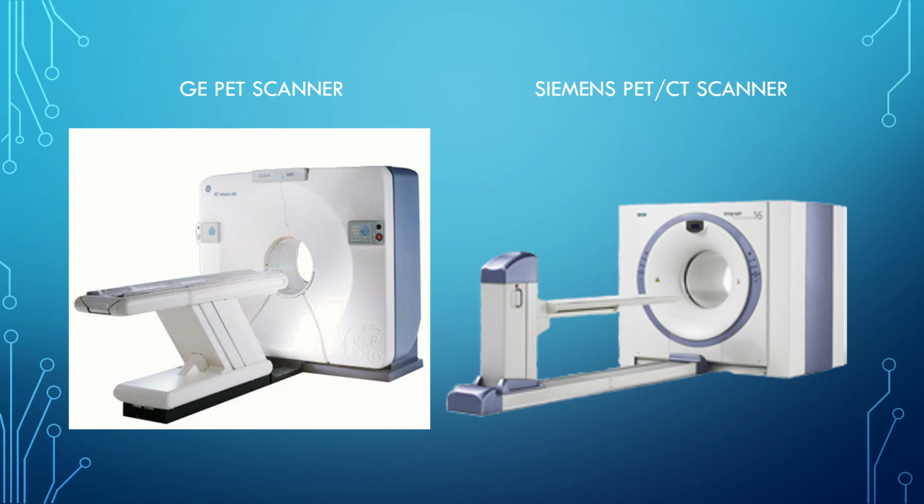These are a couple examples of some older PET scanners, a GE standalone PET and then the Siemens PET CT scanner. Modern designs look very similar, although they have gone away from a square more to a round design. The overall design has not changed that much.